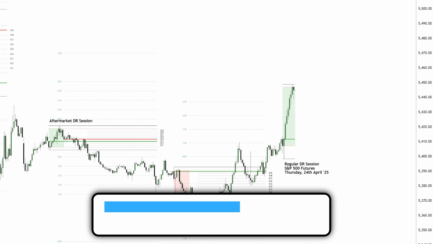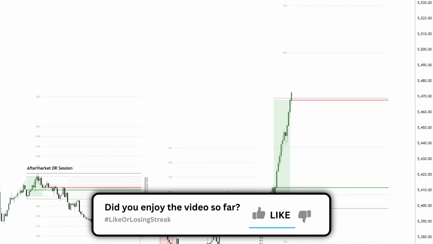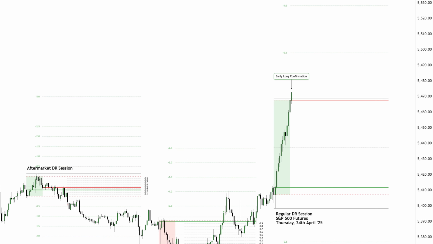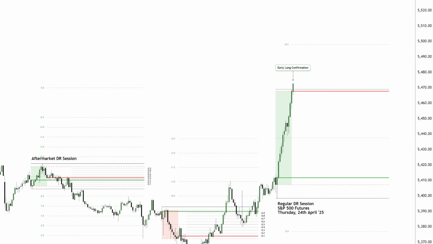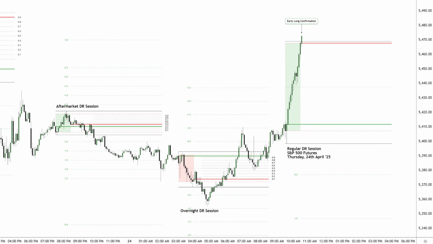Once the regular DR session is fully formed, price confirms longs with a higher probability by closing above the defining range high on a 5-minute time frame. Now we should shift our focus toward the long side of the market, but of course with solid preparation in place. This means having your volume and gap imbalances ready, and any previous DR session levels that align with the current DR session clearly marked.